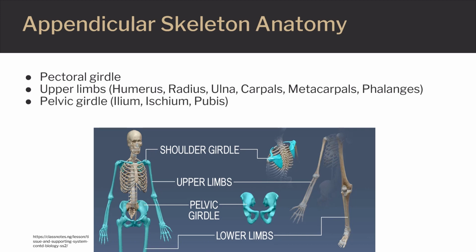The pelvic girdle. The pelvic girdle, commonly known as the hips, is where the legs attach to the axial skeleton. It's made up of 2 hip bones, 1 for each leg.